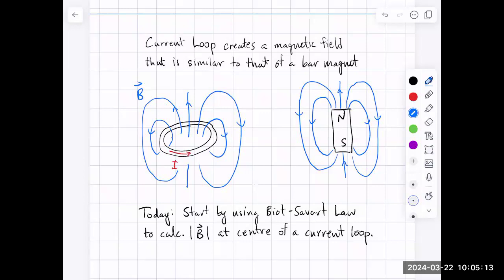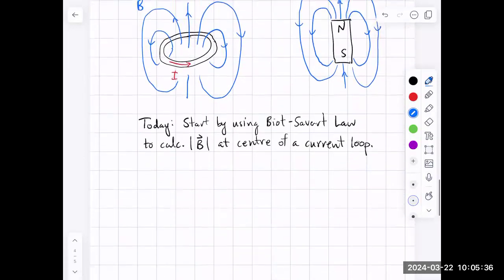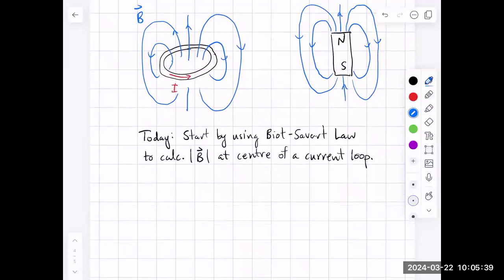So for example, in lab 7, you use a solenoid, and you could think of that as a bunch of little current loops lined up in a row. And the magnetic field at some position, say inside the solenoid, is due to the sum of all of these current loops. Okay. And in fact, what we're going to do today is use the Biot-Savart law to try to calculate the magnetic field at the center of a current loop.